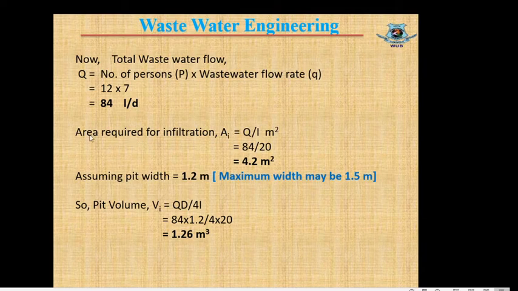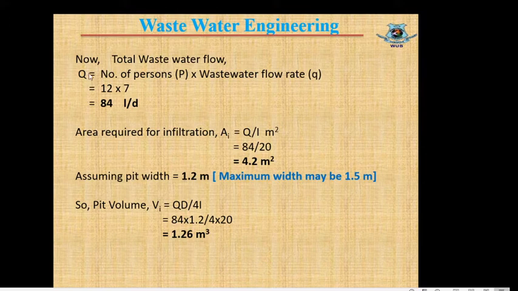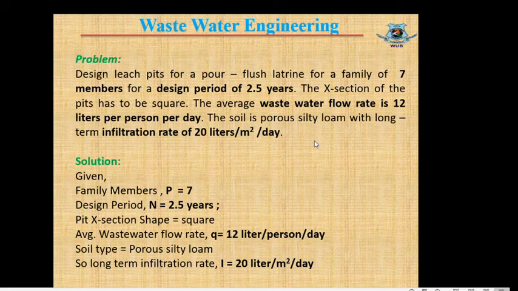While we read the design steps, we have seen that the first step is to calculate the required area for infiltration, that is Ai, using this equation. So here we need Q and I. I is stated in the question, and we have summarized the value of I equal to 20 liter per meter square per day. But we need to calculate Q, the total wastewater flow. The value of Q stated here is 12 liter per person per day. That means this value is for one person.